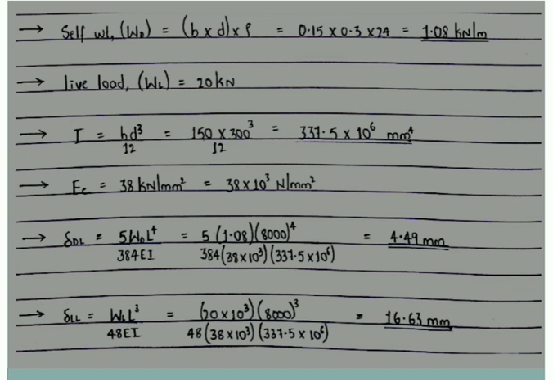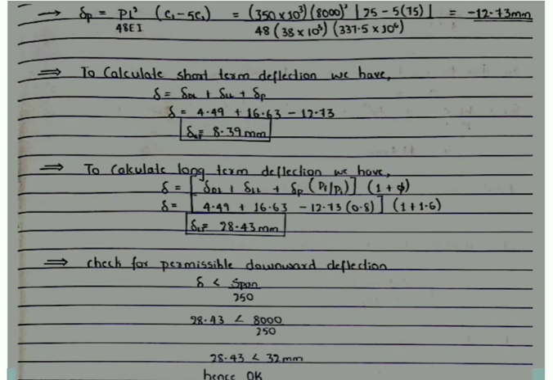Then delta LL is WL cube by 48 EI. Substituting the values, we get a live load deflection of 16.63 mm, which is again in the downward direction. Now let us compute the deflection due to the pre-stress force, substituting the values in the formula. Now be careful in substituting e1 and e2 values. Your answer has to be negative here, because pre-stressing force is that force which opposes deflection. So e1 is 25, e2 is 75. We substitute and get the answer as minus 12.73.